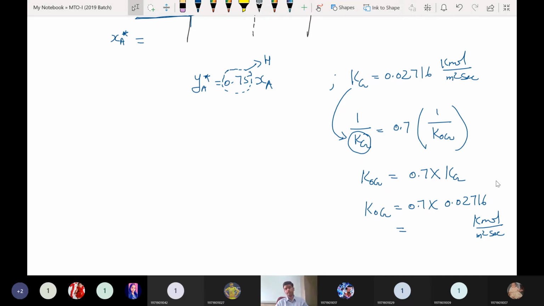Keep your calcs near to you and just try to calculate fast. We have to see the last topic, the wetted wall column. Is anybody having a calc, or do I need to calculate? Please tell me something.